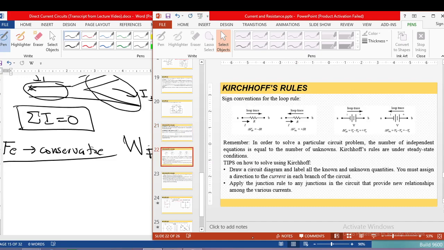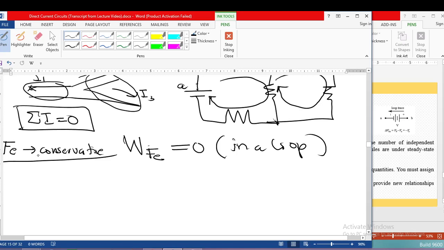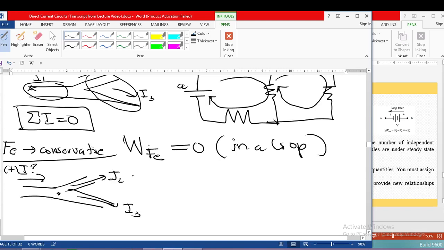Now, this is the sign convention for the loop rule. But the sign convention for the current or junction rule is that the currents entering a junction are positive. They are positive because they enter the junction. Those leaving the junction are negative. So if you sum all of them, the summation of the current is equal to I1, which is positive, because it enters the junction.